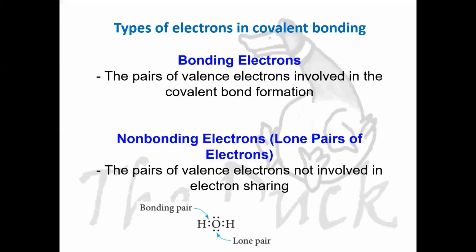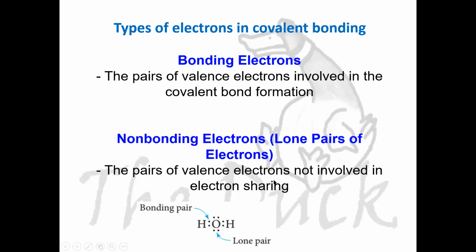Now let's look at the types of electrons that we have in covalent bonding. We have 2 types of electrons. The first category are called the bonding electrons. These are the pairs of valence electrons that are involved in the covalent bond formation. A particular group of the valence electrons are involved in bonding, so we call them bonding electrons.